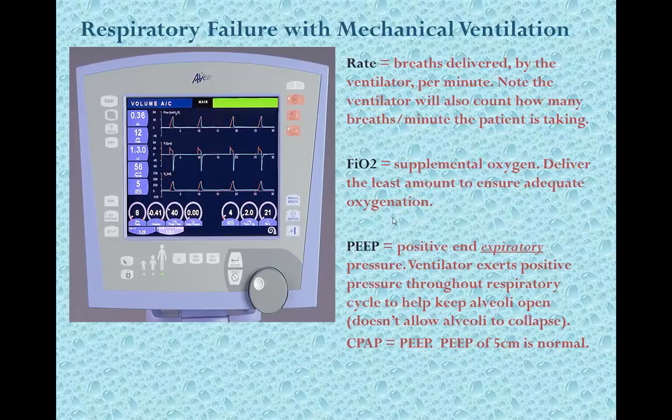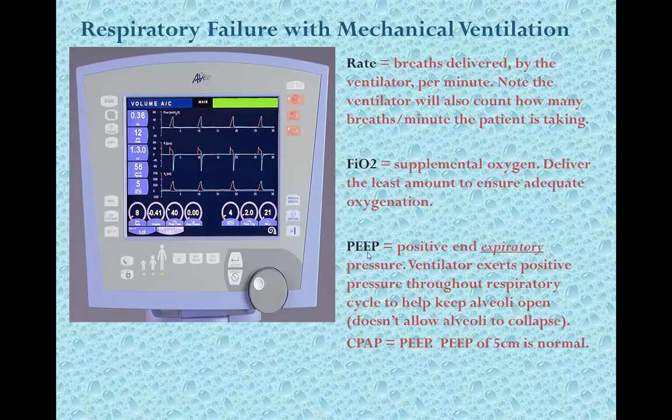FiO2 is the supplemental oxygen. It stands for fraction of inspired oxygen. That just means supplemental oxygen. You breathe 21%. Patients on a ventilator usually get more than 21%, though in our instance here, this patient is only getting room air at 21%. We could put the setting up to 30, 40, 50, up to 100%, which is how much supplemental oxygen could be delivered.